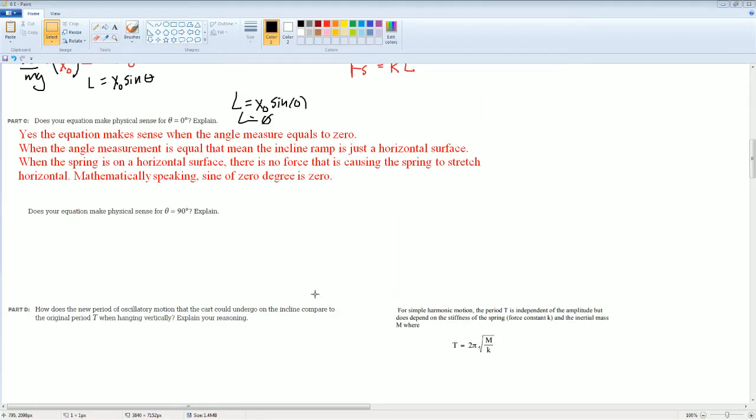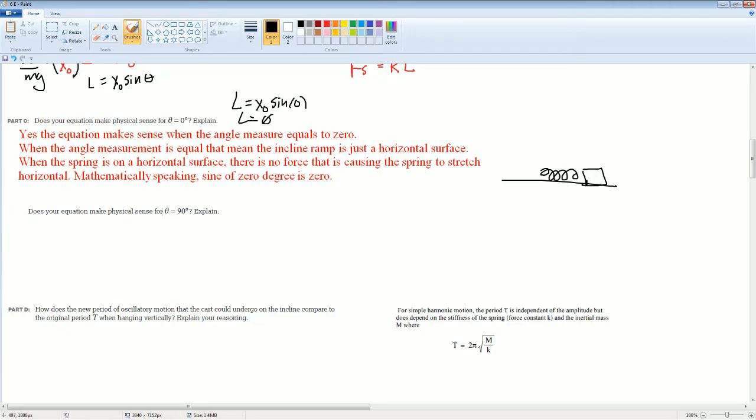I said yes, the equation makes sense because when the angle measurement is equal to 0, the inclined ramp is just a horizontal surface. When the spring is on a horizontal surface, there's no force causing the spring to stretch. Mathematically speaking, sine of 0 degrees is just 0. If you would like to see how that looks, here is the surface, here's the spring, and there's nothing pulling it.